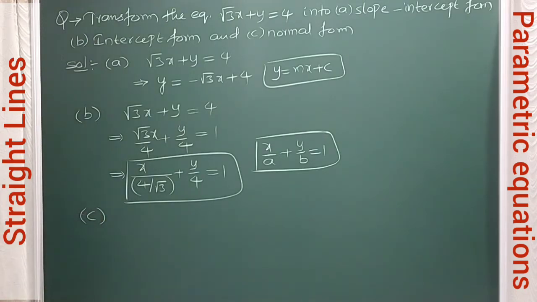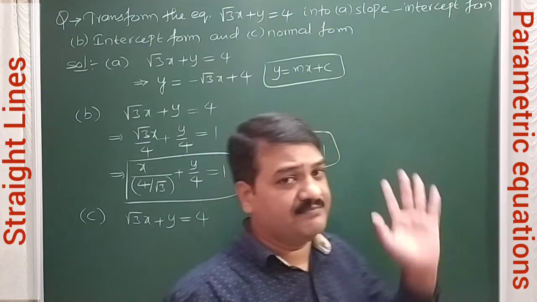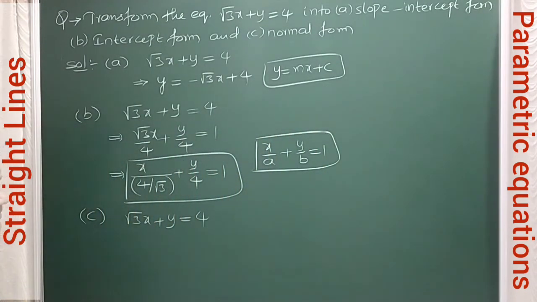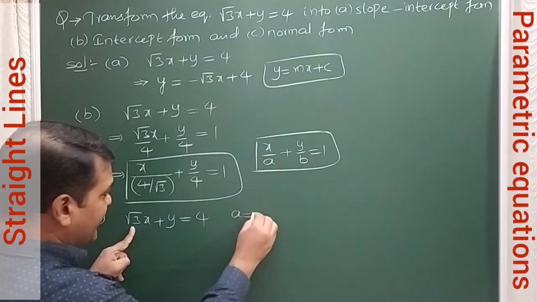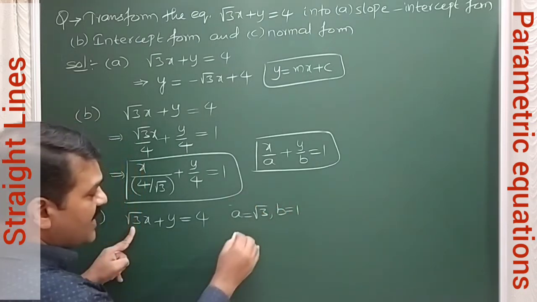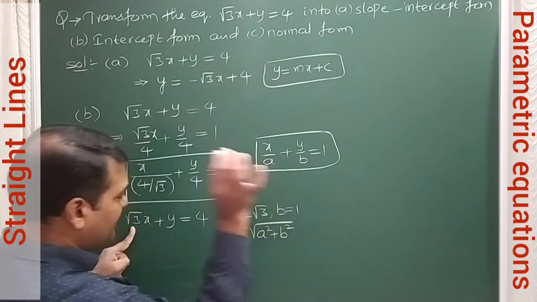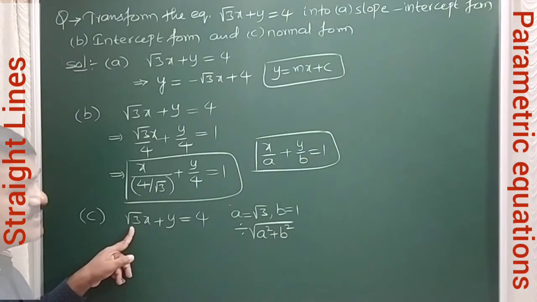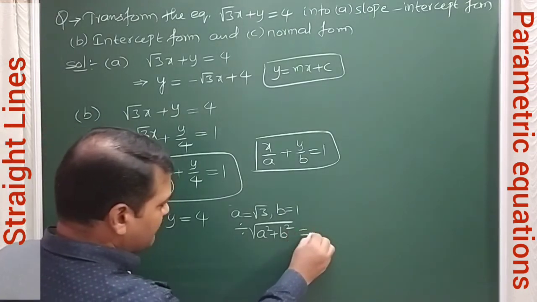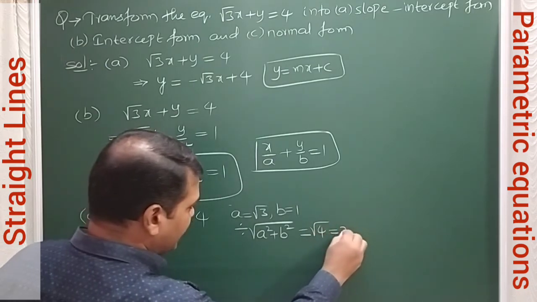So now coming to sixth model, normal form. So root 3x plus y is equal to 4 is the given straight line. What is normal form? X cos alpha plus y sin alpha is equal to p. So in the normal form, x coefficient will be taken as a, y coefficient will be taken as b, and you have to divide with under root a square plus b square. This is the first step you have to do. Divide with under root a square plus b square. So under root a square plus b square means under root 3 plus 1, 4 will come. That means 2. So divide by 2 is the first step.